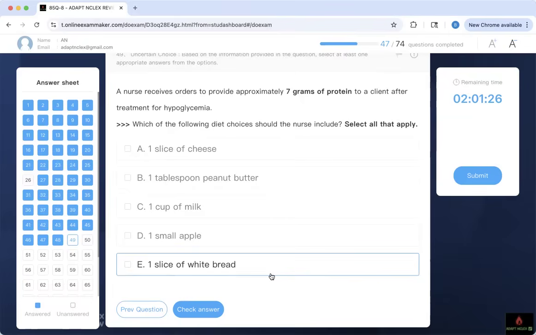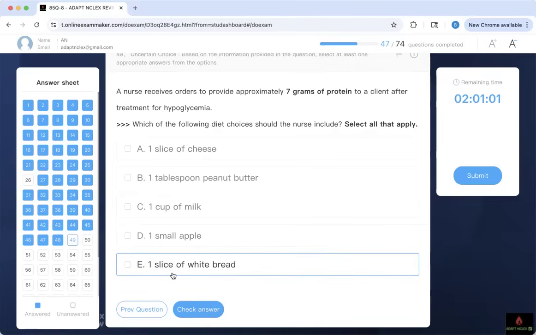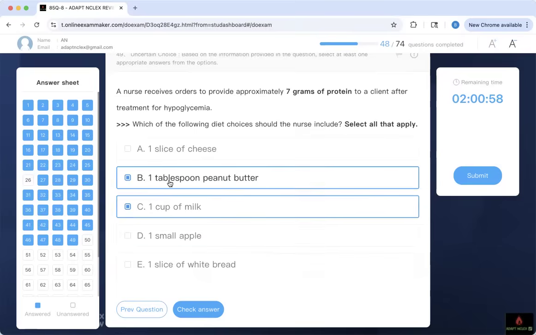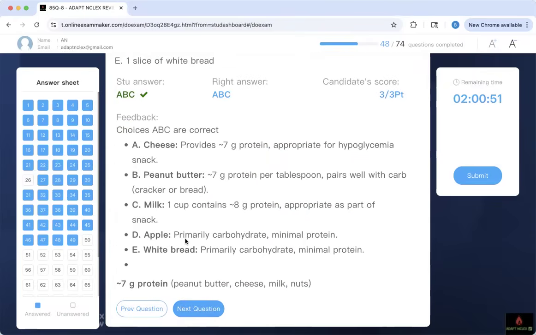How do you answer this question? Even if you don't know what is 7 grams, the key strategy is what? Pick your answer choice first. You pick it now? I'll give you 2 more seconds. Okay. Look at the answer choices and see which one has protein. I see a slice of bread. This is all carbohydrate. Small apple, carbohydrate. Both of them gone. Milk, yes, protein. Peanut butter, protein. Cheese, protein. That's how you answer it. And this is 7 grams. You can take a picture of it.